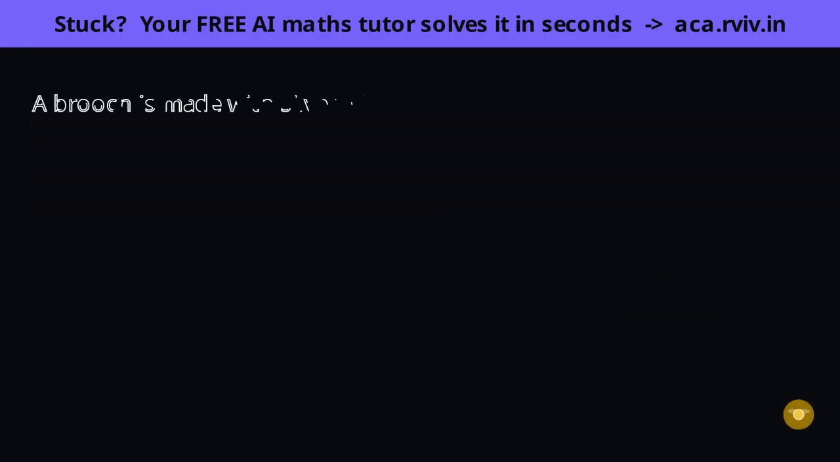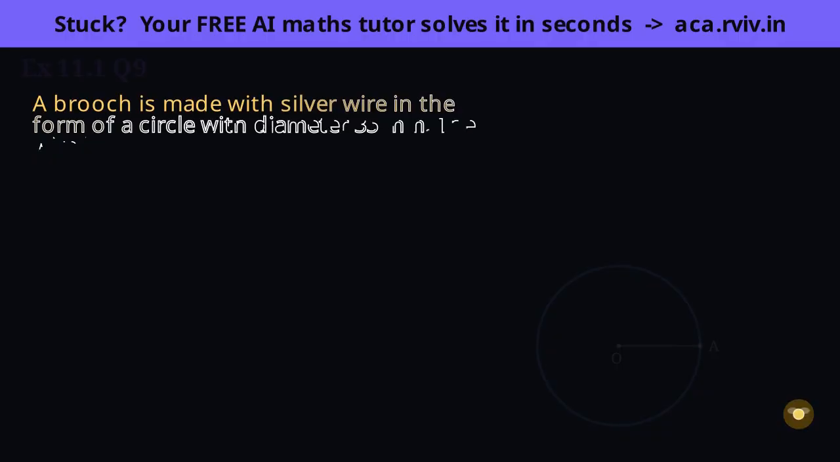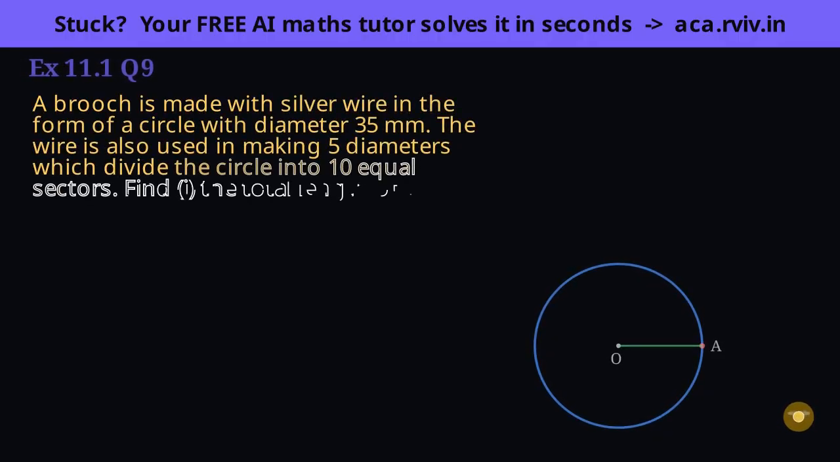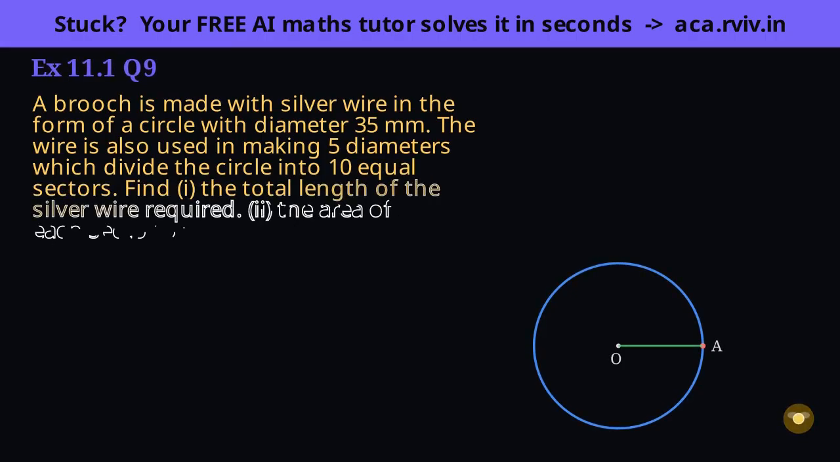Two different wires hide in this brooch, the curved rim going once around, and 5 straight bars across it. We add the lengths for part 1, then share the area for part 2.